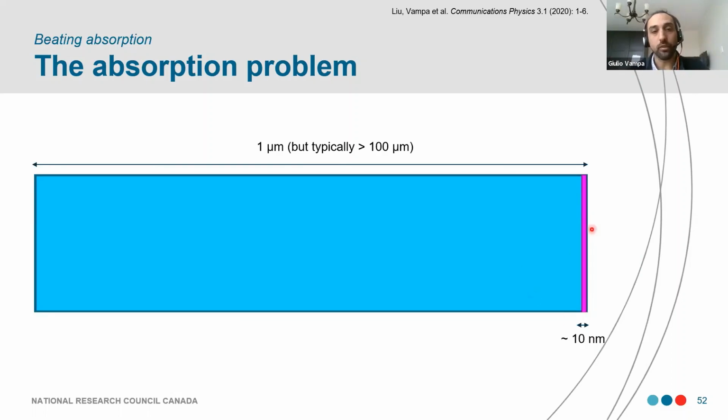And so, just to put it in perspective, we have 10 nanometers useful, because that's sort of the typical absorption length of crystals, but we have microns of material, and all that microns long is completely wasted. We don't get harmonics out of it.